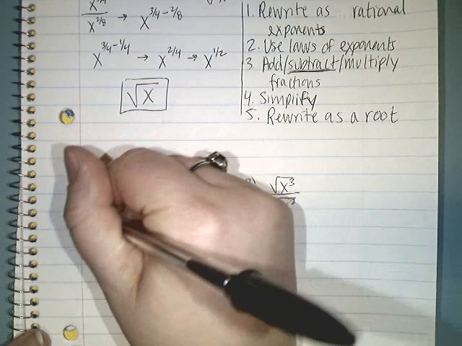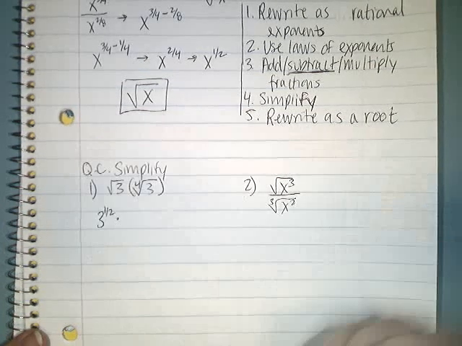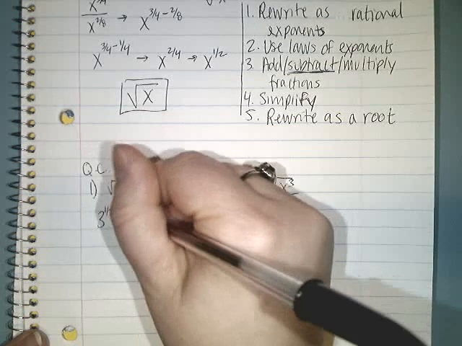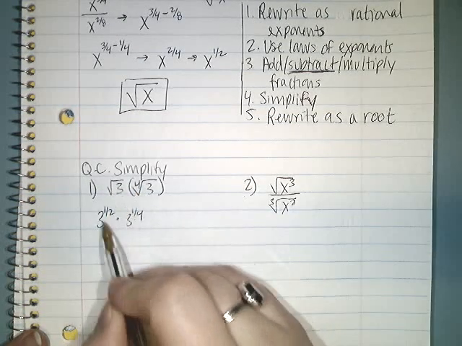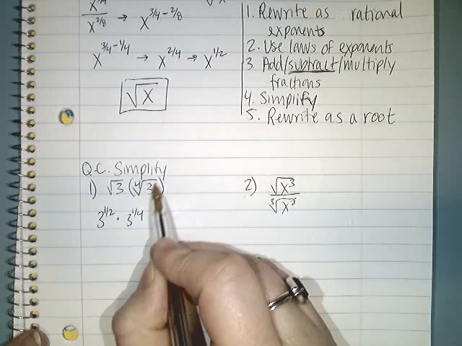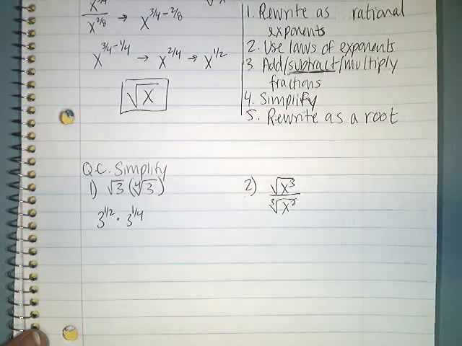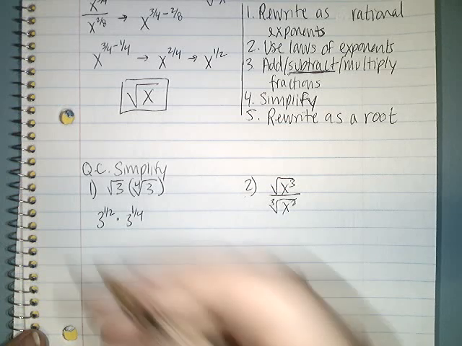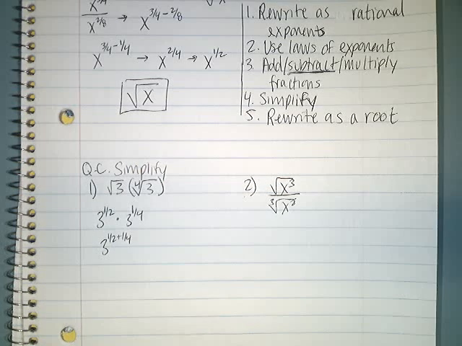So again, my first step is going to be to rewrite with fractional or rational exponents. So I have 3 to the 1/2 times 3 to the 1/4 in this first problem. So my index here was 2, exponent was 1, the index here was 4, the exponent here was 1. Since I'm multiplying two things with the same base, I need to add their exponents. So I have 3 to the 1/2 plus 1/4.